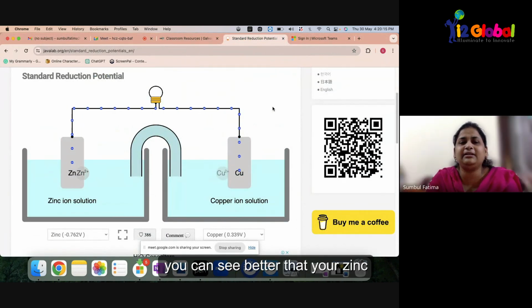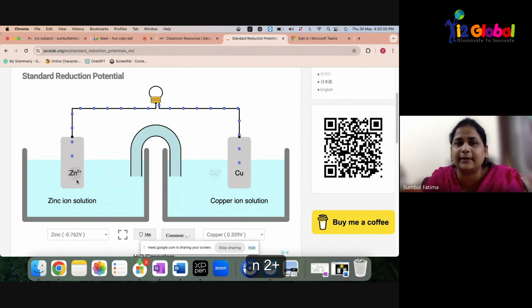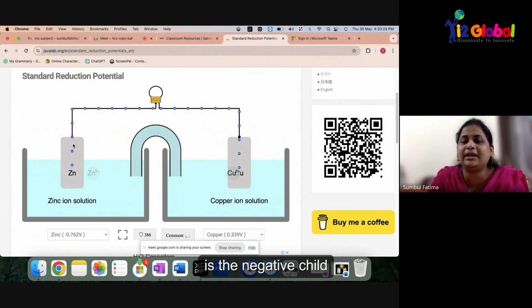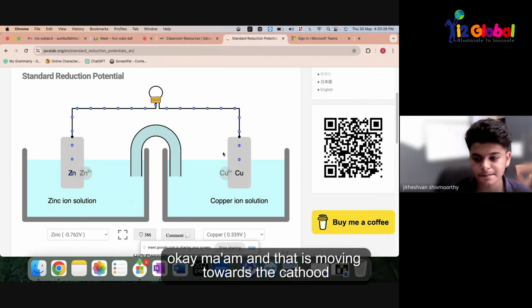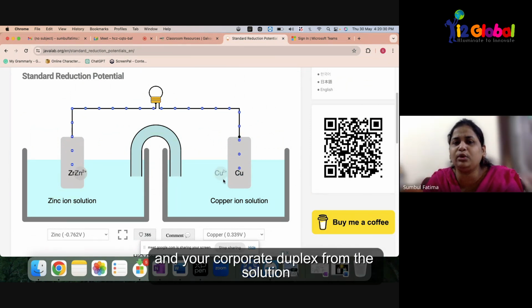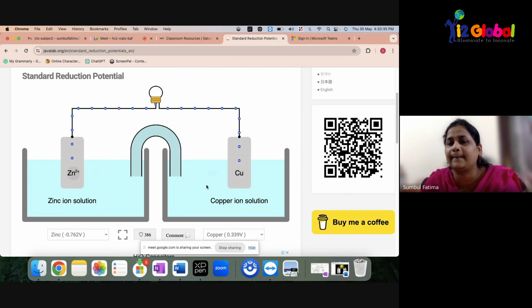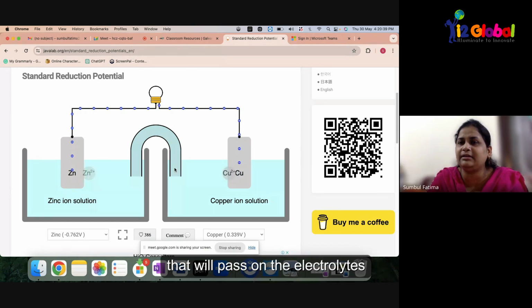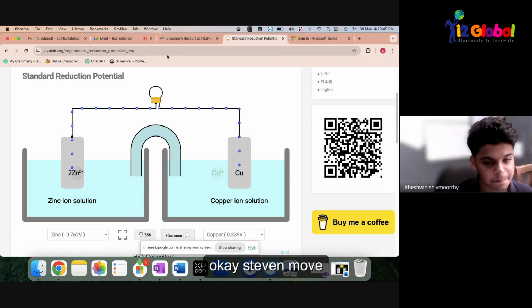You can see that your zinc ions are going into the solution in the form of Zn2+. And this blue is the negative charge which is moving towards the cathode, and your copper 2+ from the solution reacts with it to convert into copper. And we also have a salt bridge in the center that will pass ions into the electrolytes. See one more.